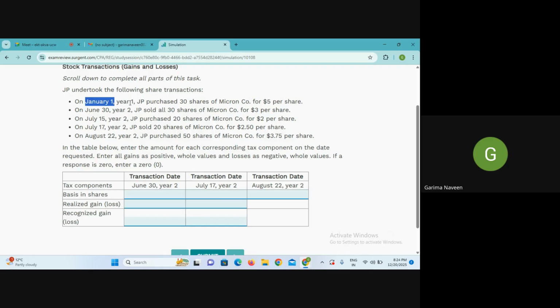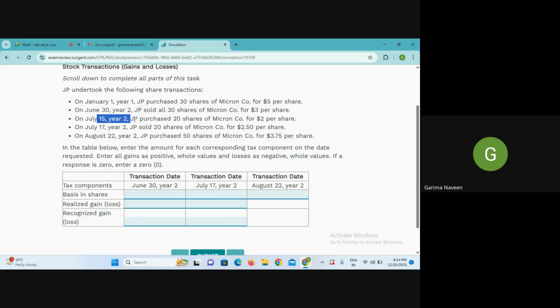The very first transaction is for year 1. JP purchased 30 shares at $5 per share. Then on June 30, year 2, he sold all 30 shares for $3 per share.